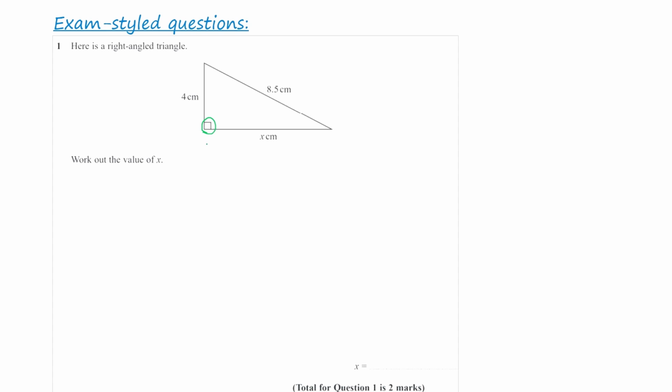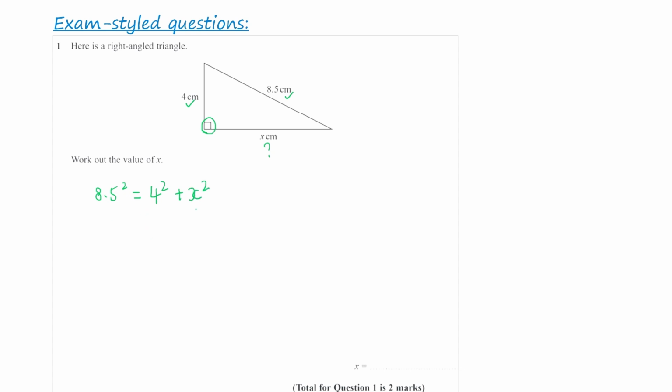Then let's keep looking. We know one side, we know another side, we need to find the third side. That means we can form a relationship between the three sides, and that means we need to use Pythagoras theorem. Then we are going to write down a relationship using Pythagoras theorem. So 8.5 squared, the hypotenuse squared, equals 4 squared plus x squared.